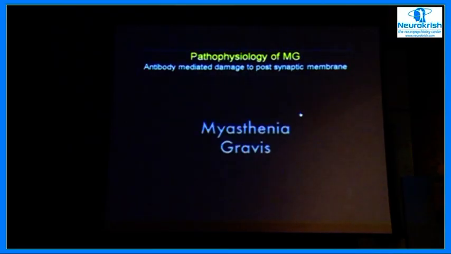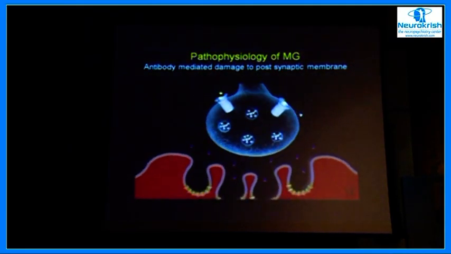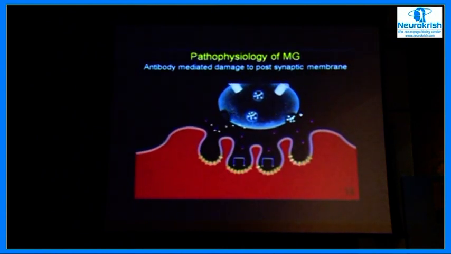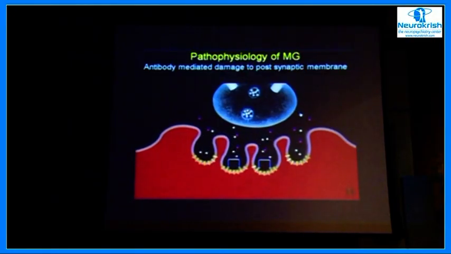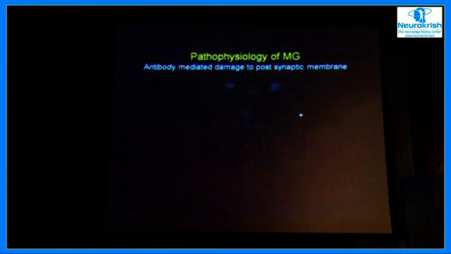Now, in myasthenia gravis, what happens is that these synaptic terminals are blocked by antibodies. So when the acetylcholine quanta appear, they are not able to unite, and therefore the action potential is not generated, and therefore there is some sort of fatigue.